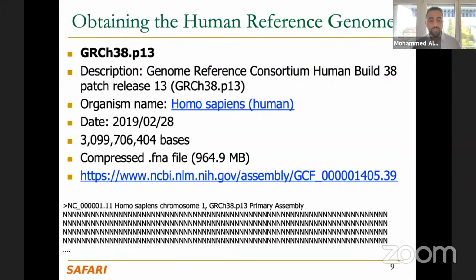It's publicly available on the NCBI server. You can download the file, and you will get a file something similar to this. These are the first few lines from the file. You can see it's NNNN, which means the sequencing machine cannot read these bases. But after that, you will start seeing a lot of ACGT characters.